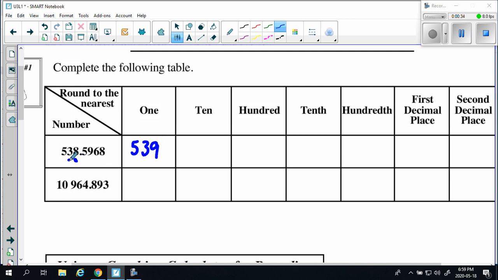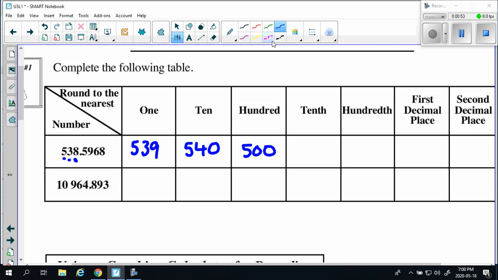To the nearest 10, again, we need to look at the 10 spot and ask, does it go up by 1? And it does because its neighbor is 8, so this would round to 540. To the nearest 100 would be about 500, and because the next digit is a 3, it does not round up, it just rounds to 500.